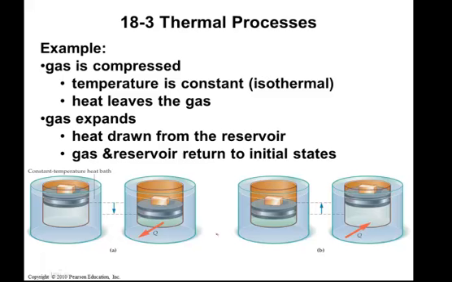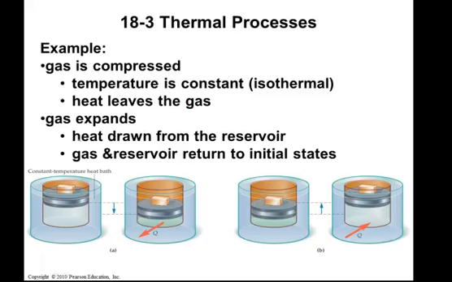Alright, so we are going to be looking at a piston here, like an engine. So in the first one, the gas is compressed. So the piston's going to move down, it's going to compress the gas. The temperature is held constant, which means this is what's called an isothermal process. And heat is going to be leaving the gas.